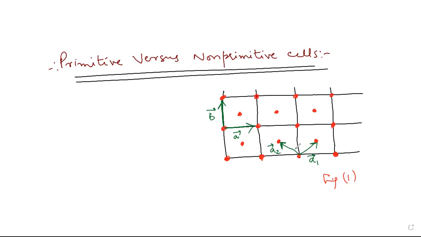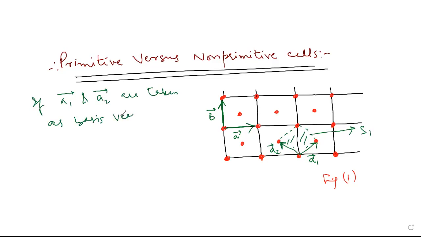In which case, the unit cell is a parallelogram S1. Which parallelogram? This parallelogram. I shade it. This is S1. Right? So if A1 and A2 are taken as basis vectors, then S1 is the unit cell, right?